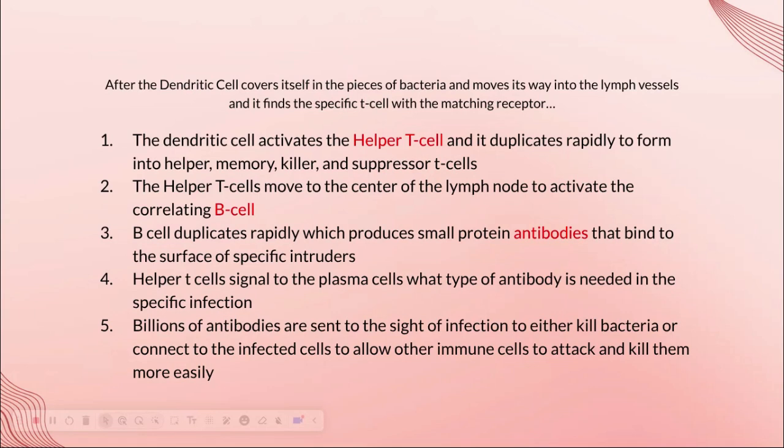Then once the T cell finds the virgin B cell, it activates it, and the B cell will duplicate rapidly, which produces small protein antibodies that will bind to the surface of these specific intruders. And helper T cells communicate to plasma cells what type of antibody is needed in the specific infection. Billions of antibodies are sent to the site of infection to either kill bacteria or connect to the infected cells to allow other immune cells to attack and kill them more easily.